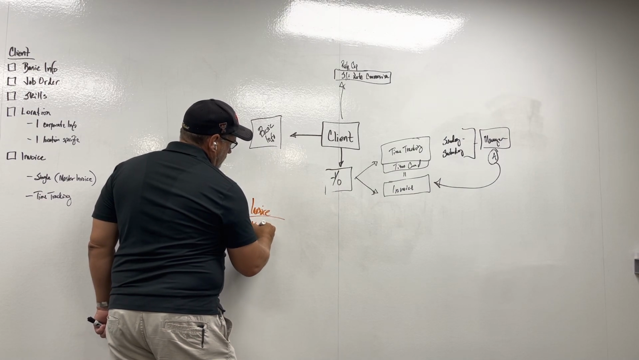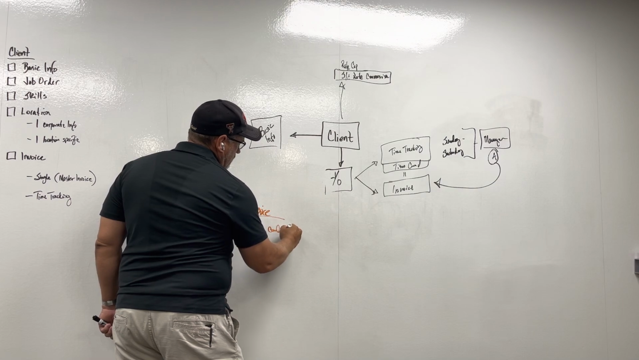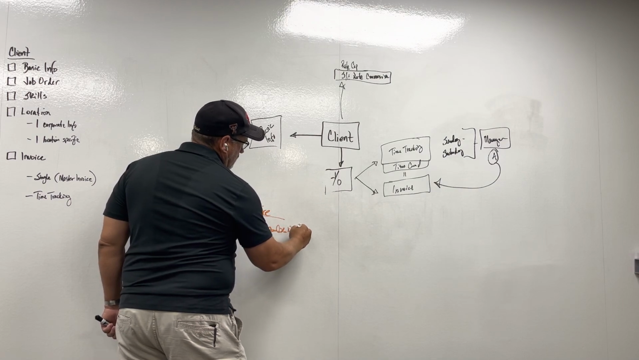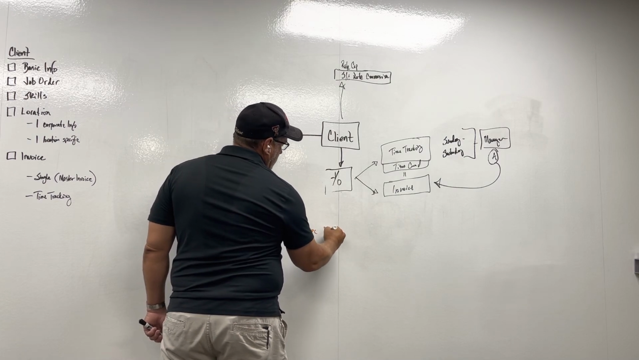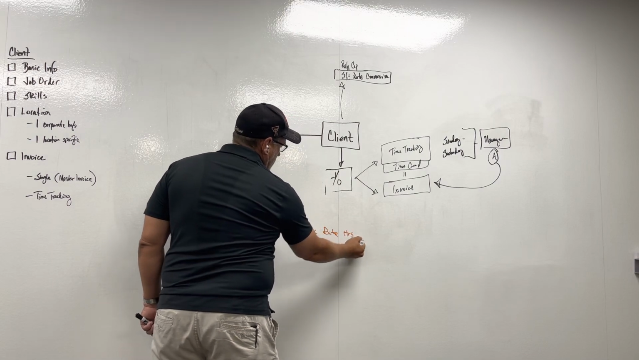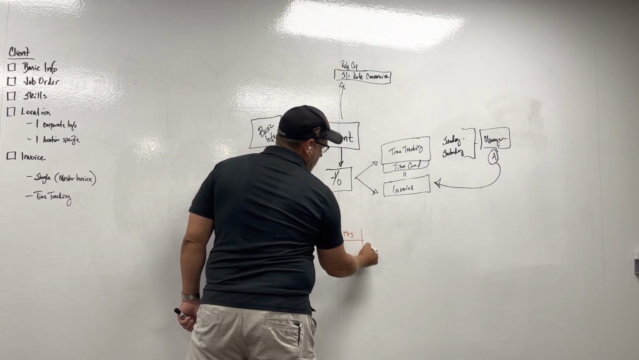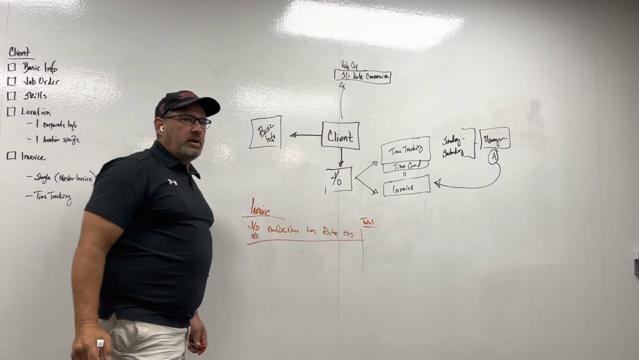job order number, candidate name, location, rate, hours, and down here's the total. This is gonna be the total for the month.